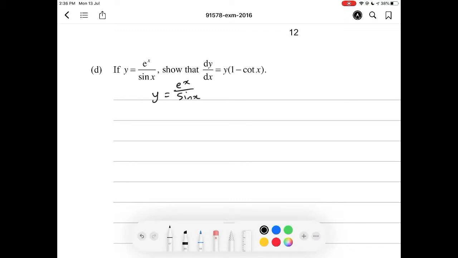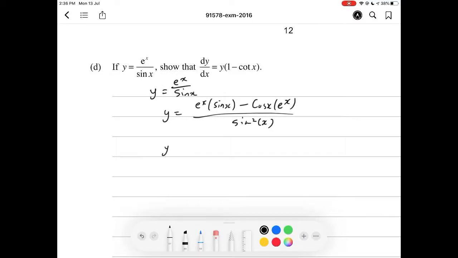Okay, so the quotient rule says that the numerator is the derivative of the numerator multiplied by the denominator, minus the derivative of the denominator multiplied by the numerator, all divided by the denominator squared. So dy over dx equals e to the power of x times sine x, because the derivative of e to the power of x is still e to the power of x, minus the derivative of sine x, which is cos x, multiplied by e to the power of x, divided by sine squared x.